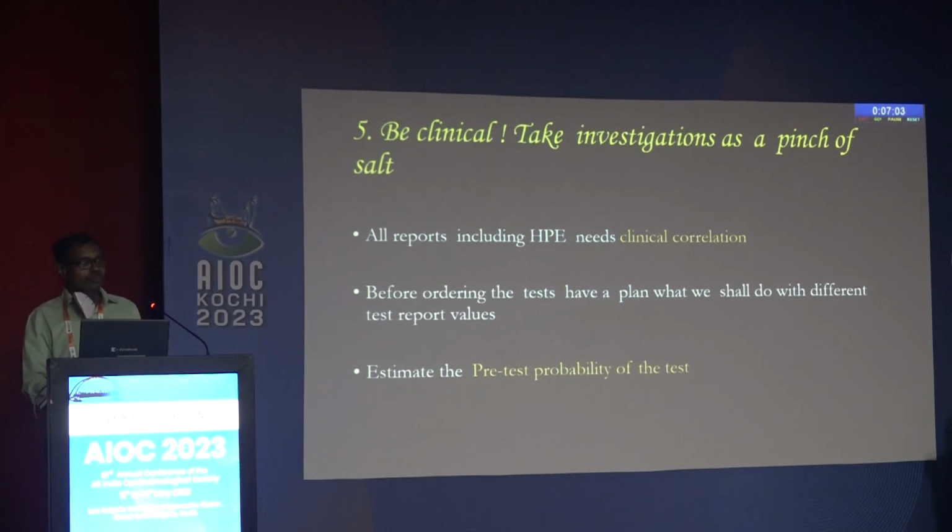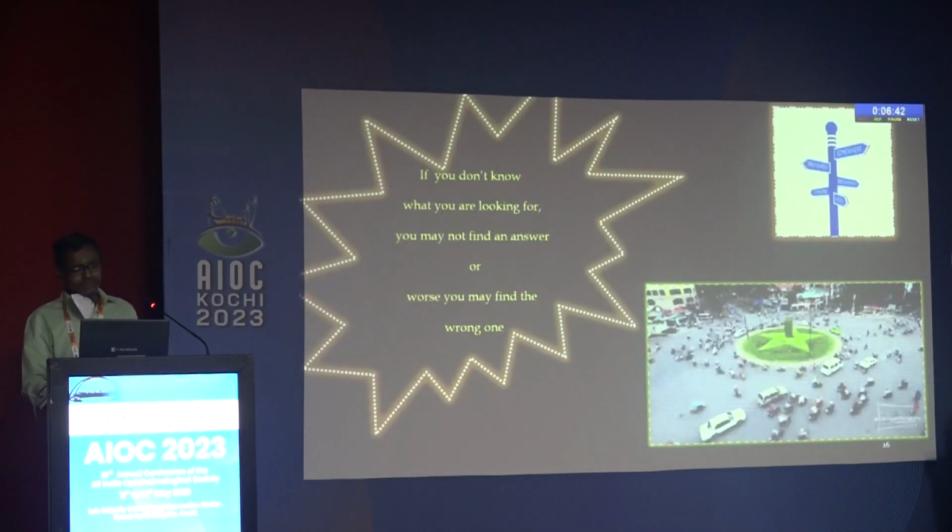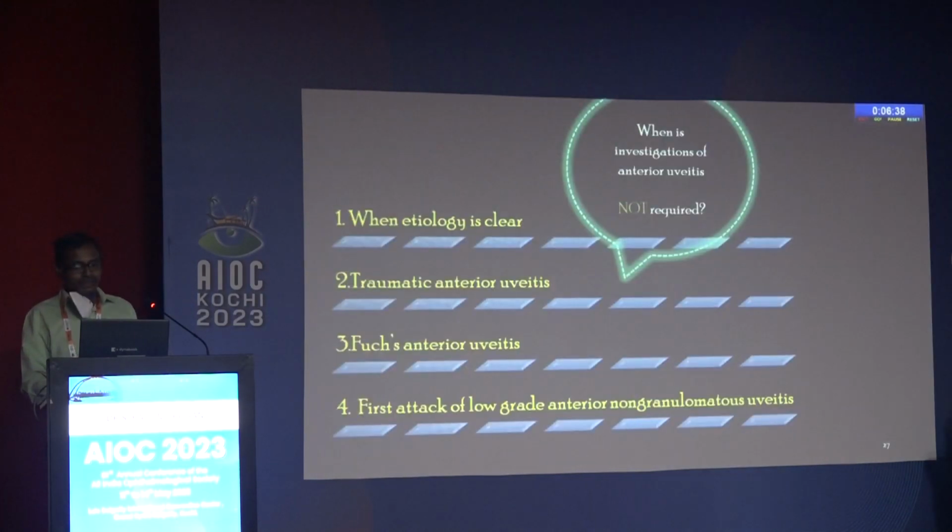All the reports, including the histopathology, need clinical correlation and need to be taken with a pinch of salt. So before ordering the test, have a plan of what to do. Without a plan, if you order all the tests, it will be a maze. There is something called the pre-test probability of the test, which depends on the population you are working in. If you don't know what you are looking for, you may not find an answer, or you may find a wrong one. So sometimes investigation is not at all required.